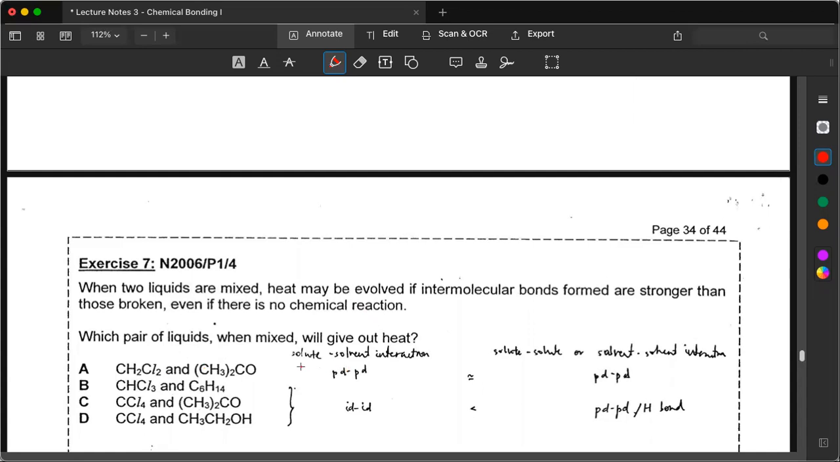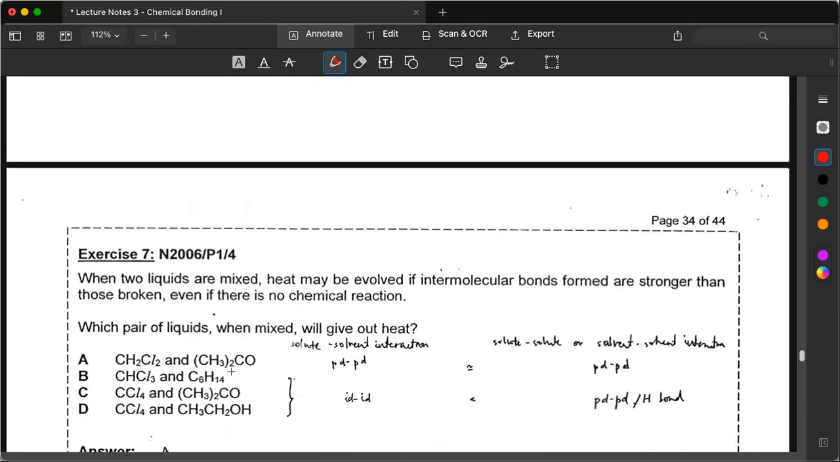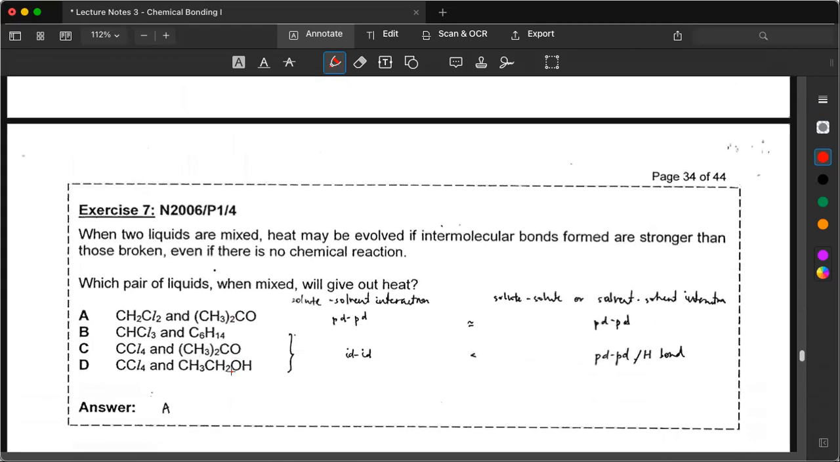Give out heat, meaning that, what's the answer? It's A. Why? We have to examine the type of interactions in the molecules. So for A, CH2Cl2 is PD-PD because it's polar. Then this one is also PD-PD, polar.